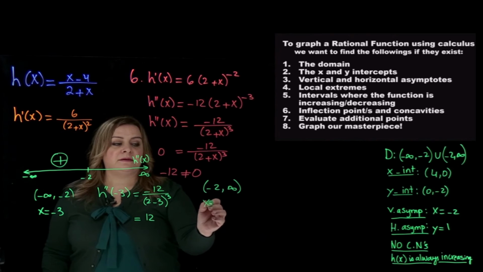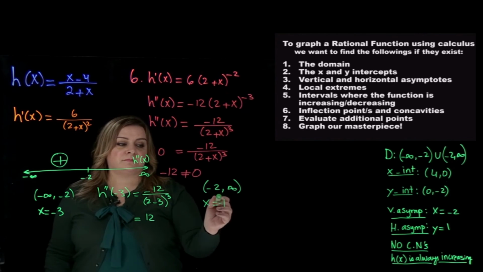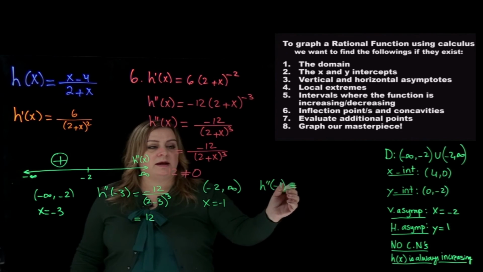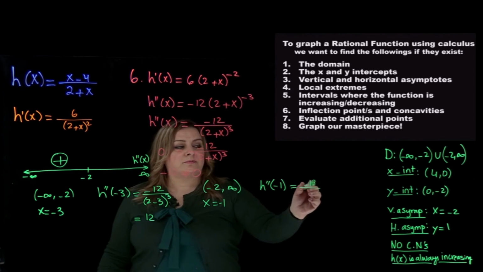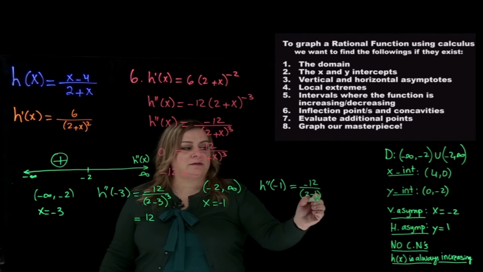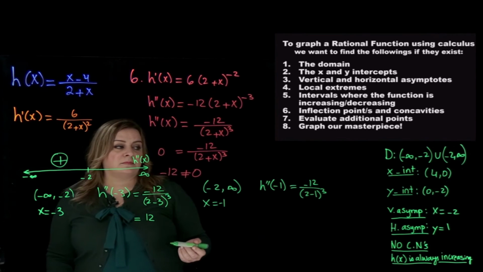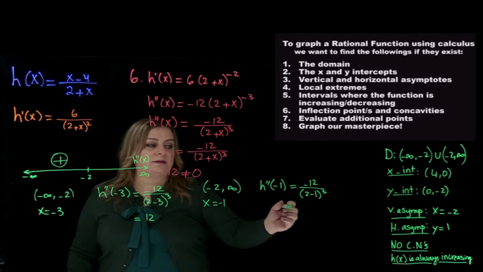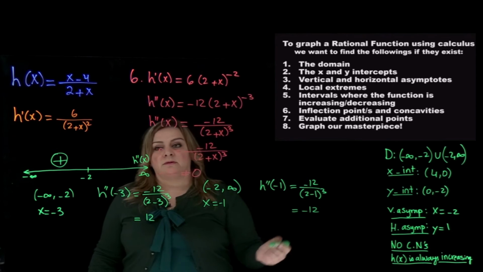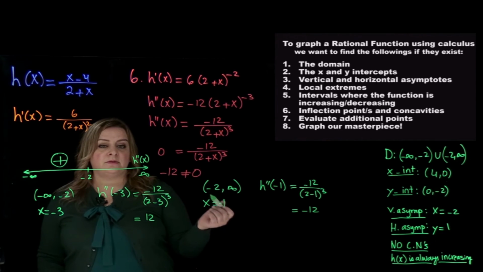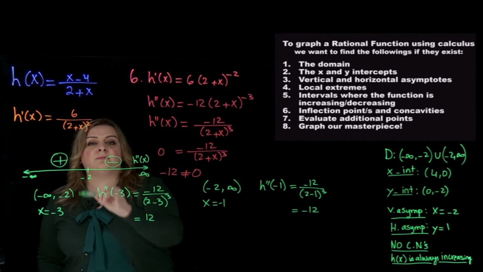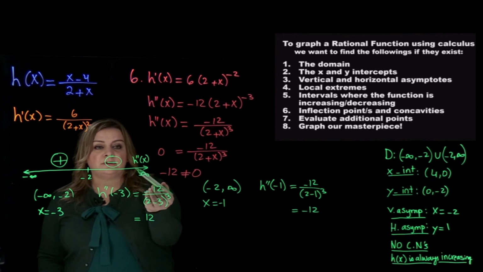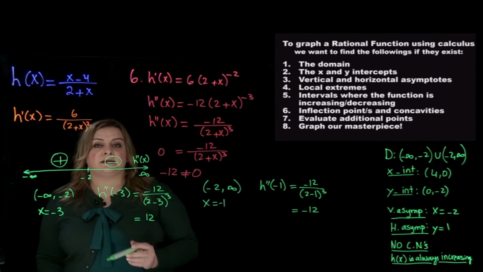If I let x be negative 1 in this interval and evaluate h double prime of negative 1, I will have negative 12 over 2 minus 1 cubed. 2 minus 1 is 1, cubed is 1. I will have negative 12 divided by 1, that will be negative 12, which is less than 0. So I want to mark this interval with a negative sign again to tell myself any value in this interval evaluated in h double prime of x will give me a negative slope.